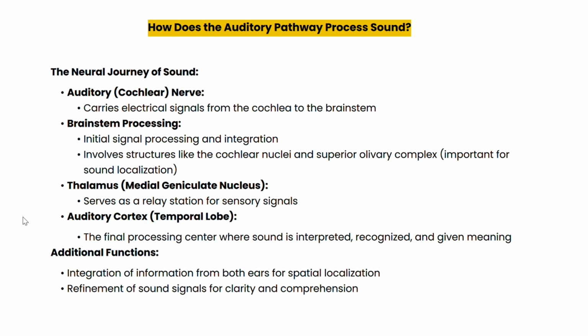The signals then travel to the thalamus, specifically the medial geniculate nucleus, which acts as a central relay station. Finally, these refined signals reach the auditory cortex in the temporal lobe, where they are interpreted. This is where you recognize speech, music, and ambient sounds as the brain reconstructs these signals into a coherent auditory experience.